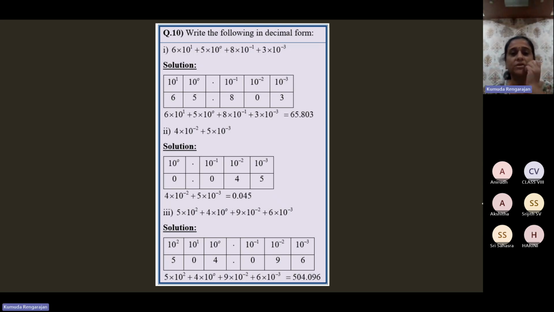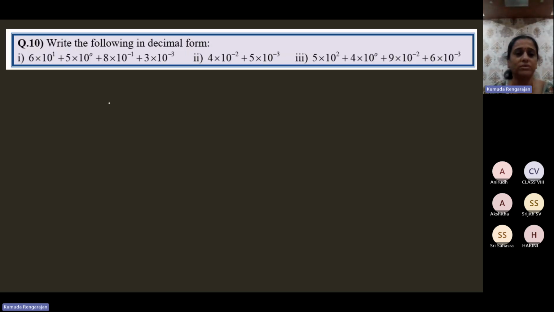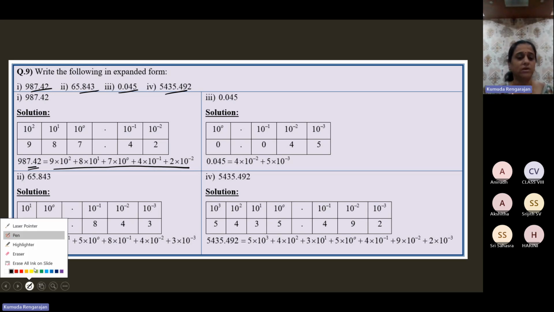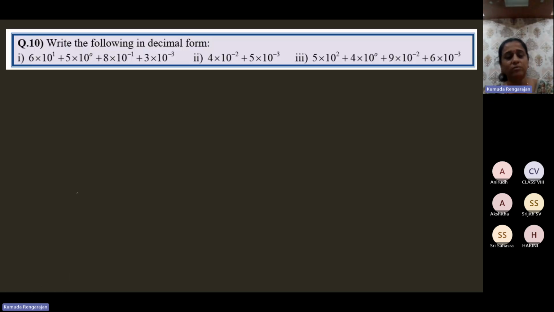So this is: write the following in the decimal form. The expanded form is given to you. In the earlier question, the decimal form was given to you, and you had to write the number in the expanded form. So that was decimal form to expanded form. In this question, it is expanded form to decimal form. They're all in the expanded form. Write the decimal form of these expansions.